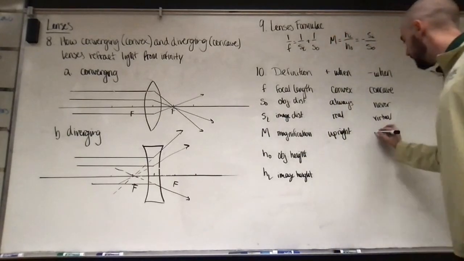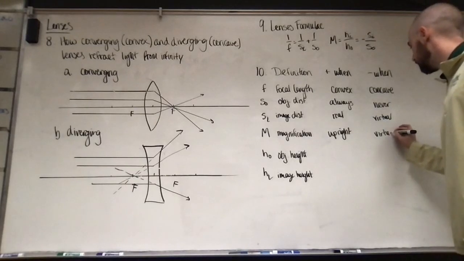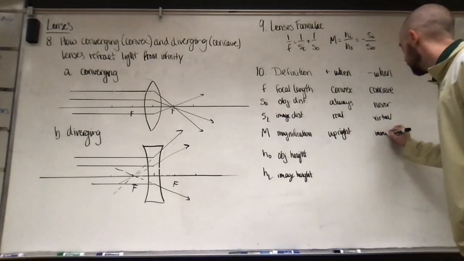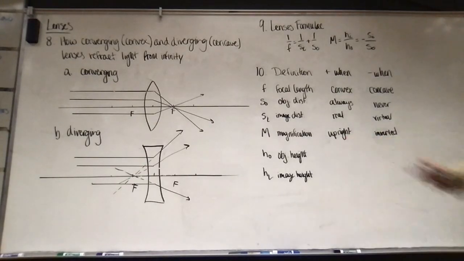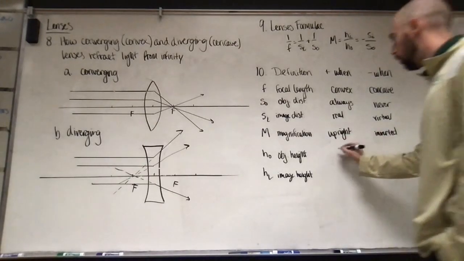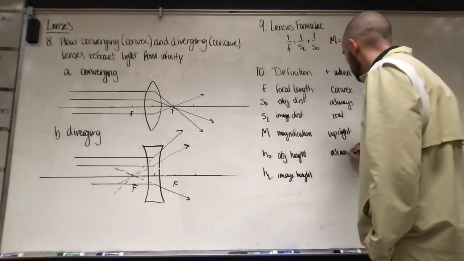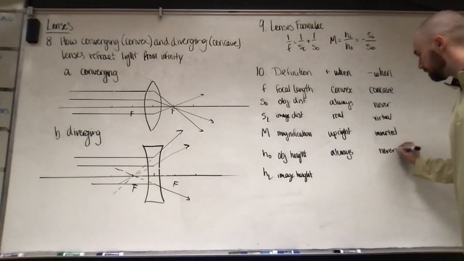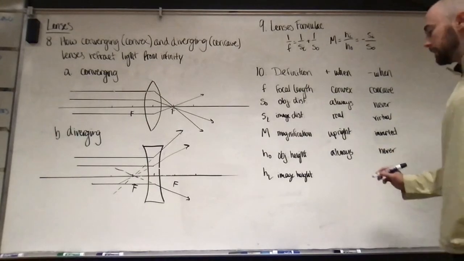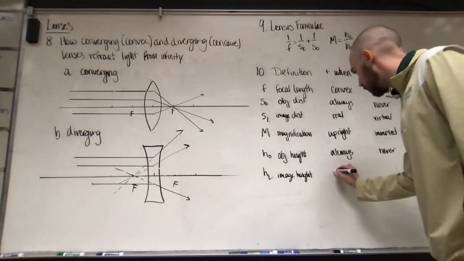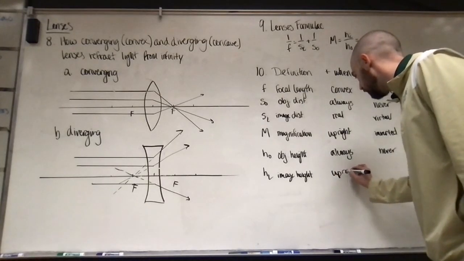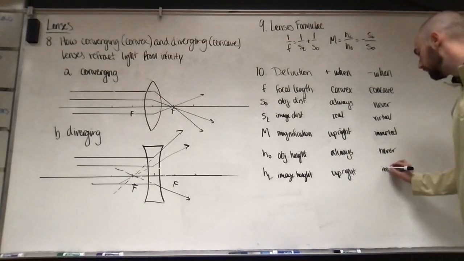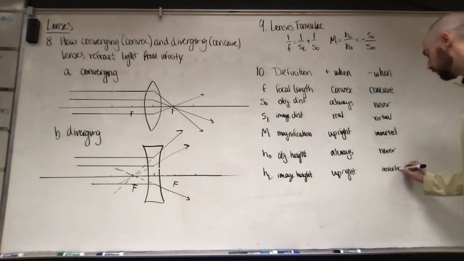For magnification, just like before, if you have a positive magnification, it's going to be upright, and a negative magnification is inverted. For your object height, it's always going to be positive because we're going to define the side of the principal axis the object is on as positive, and so it'll never be negative. If your image height is positive, then you have a virtual upright image. You can figure both of those out from that. And if it's negative, you get your inverted and real images.